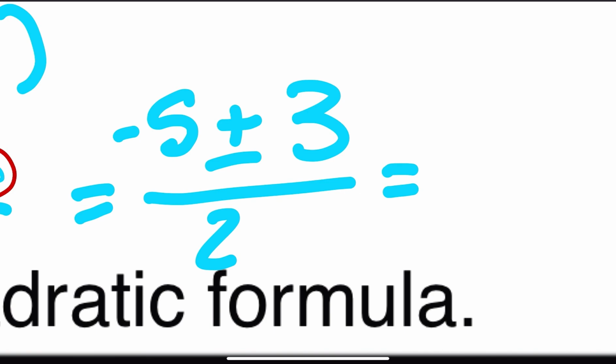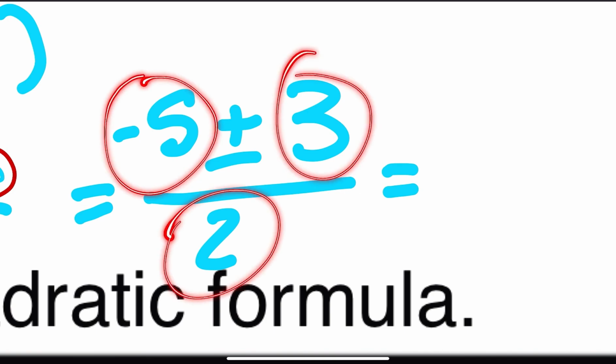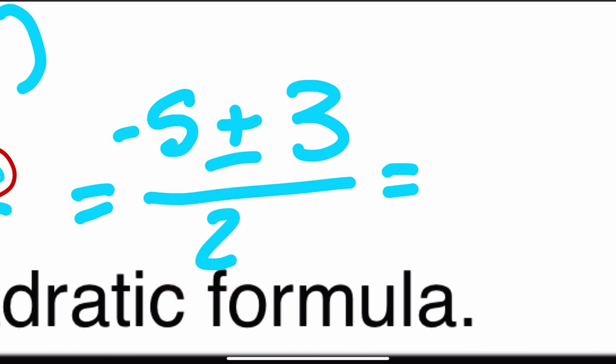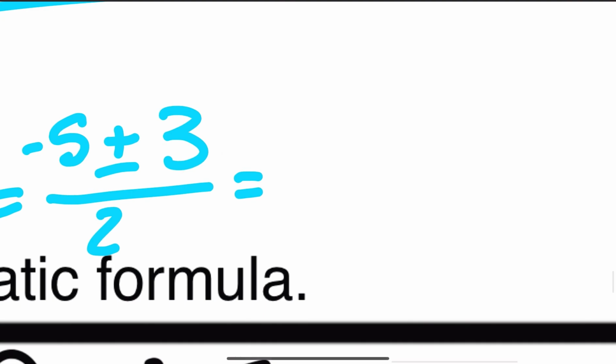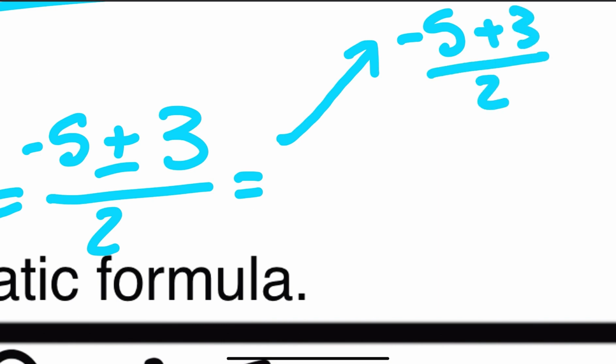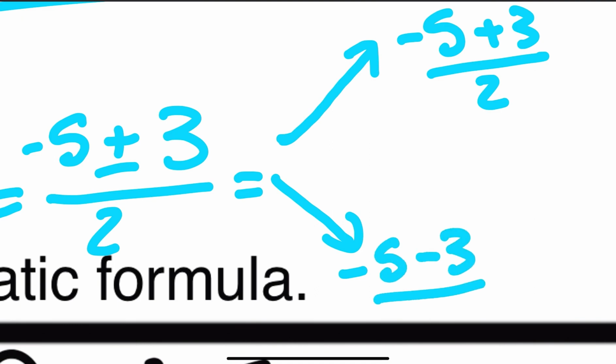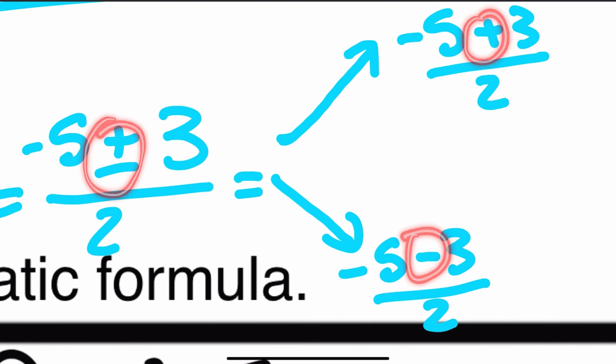I'm looking at this and I see a bunch of whole numbers. I don't have any radicals left over. So what I'm going to do is split this problem up where I see that plus or minus sign, like we did before with completing the square. Okay, so I have 2 options here. I'm going to draw an arrow. I got one option that's going to be negative 5 plus 3 over 2. And then I have one option that's going to be negative 5 minus 3 over 2. These are the same things. Only change is going to be that plus or minus sign.